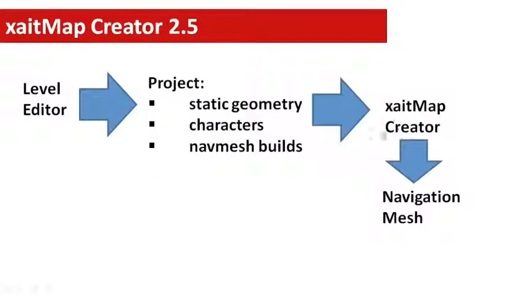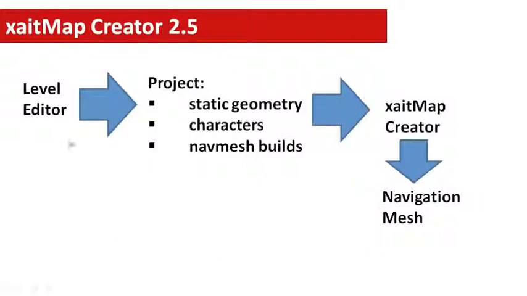At game compile time, the xaitMap Creator will automatically create navigation meshes based on those projects. Those navigation meshes reside in nav mesh files that are stored on disk and shipped with the game. The navigation meshes are considered to be part of the game's resources. At game runtime, they can be loaded to support pathfinding functions within the game.